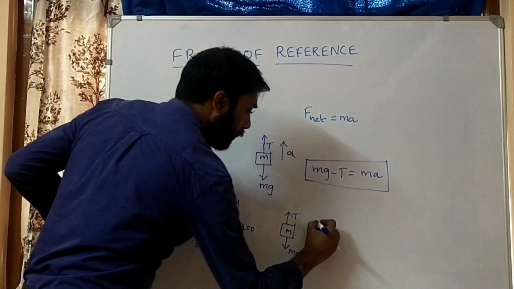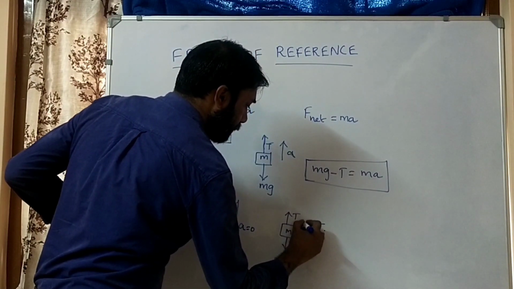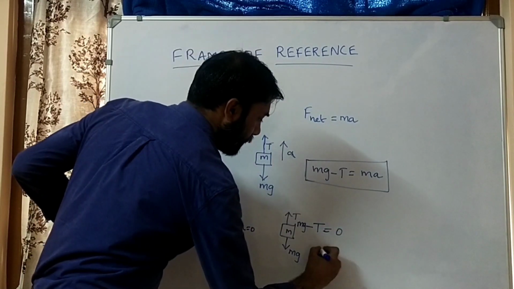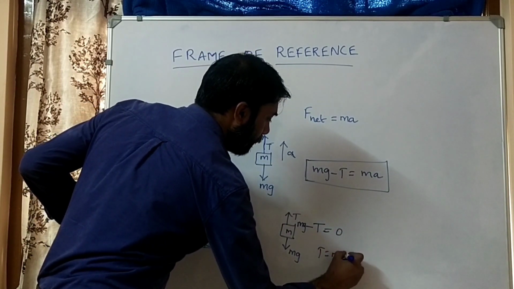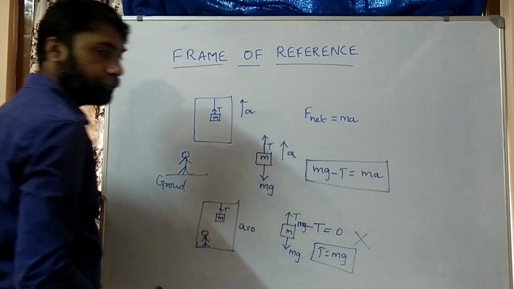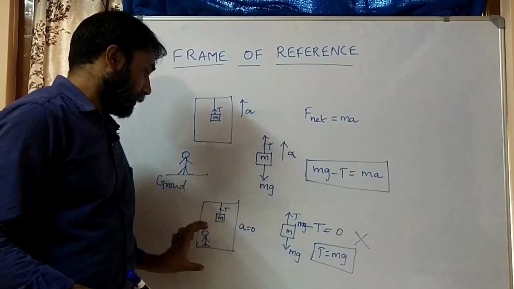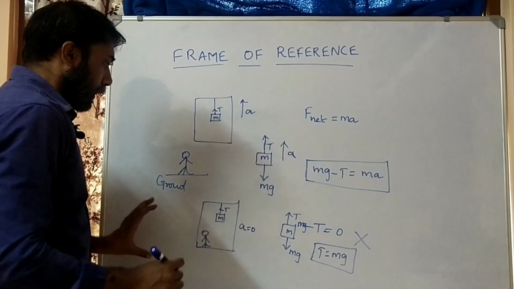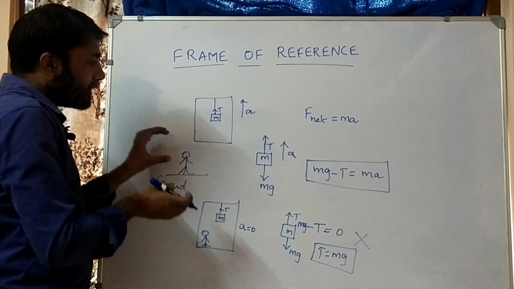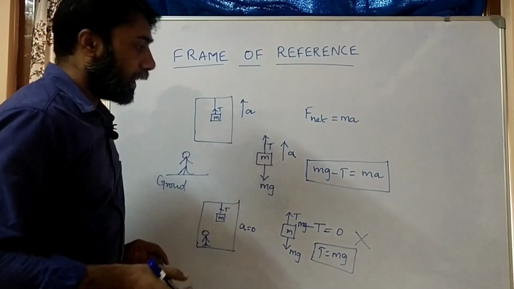So if you write the free body diagram and say mg is greater, mg minus T will be equal to 0. So we can say T is equal to mg, and this is wrong. This is correct. This is wrong. And so the frame which we select is very important in kinematics.